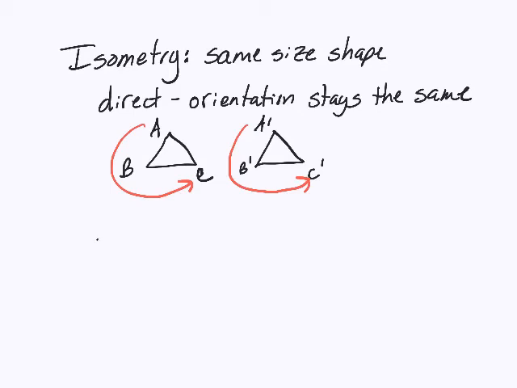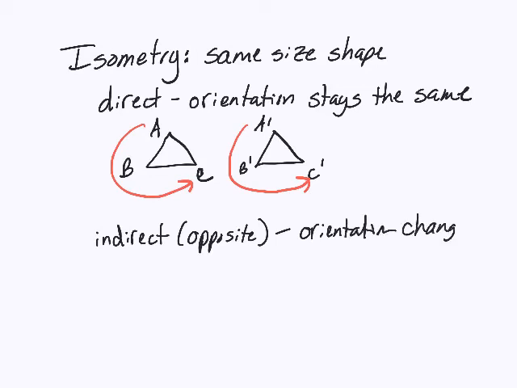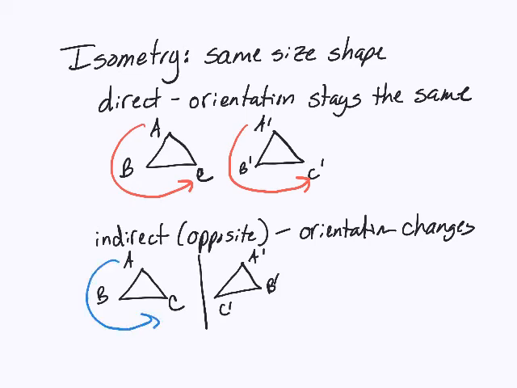And then we have an opposite isometry. Sometimes it's called indirect, sometimes it's called opposite. So indirect or opposite. And that's when the orientation changes. Okay, so that's when you have a reflection. If I have triangle ABC and I reflect it over a line, then I get a mirror image, A prime, B prime, C prime, and the orientation changes. Here, if I start off counterclockwise, now it's clockwise.